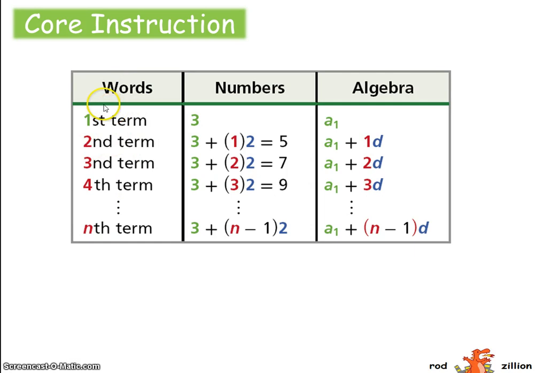So in word form, this is what we've done here. The first term was 3, which is also called a sub 1. The second term can be found by taking the initial term and adding the common difference 1 time. The common difference being 2. Now where do we come up with that 1? Well, it's 1 less than 2, the second term. And the third term, initial term, plus 2 groups of the common difference. Why 2? Because 2 is 1 less than 3.